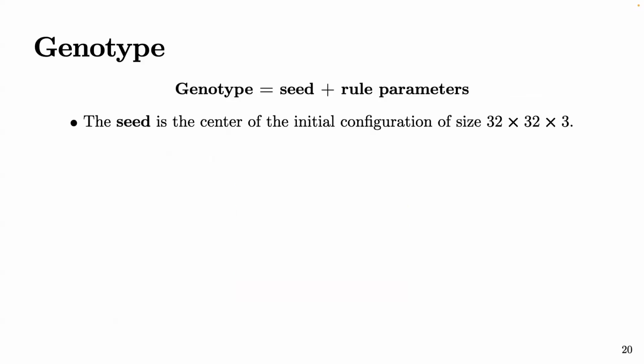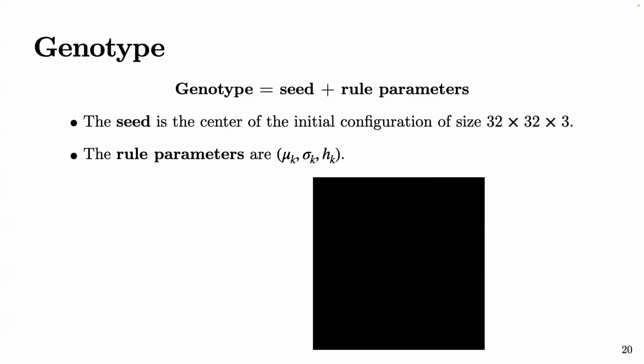We define the genotype as a seed and rule parameters. The seed is the center of the world of size 32 by 32. And the rule parameters are simply mu, sigma, and h, defining the kernel and growth mapping function that we were talking about. So to express the genes, it's very simple. You take the world, you take your genotype, you decode the seed, you put it at the center to initialize it, and then you take the rule in the remaining part of the genotype, and you use this to run the simulation. So each genotype will give rise to a different individual with potentially a different phenotype.